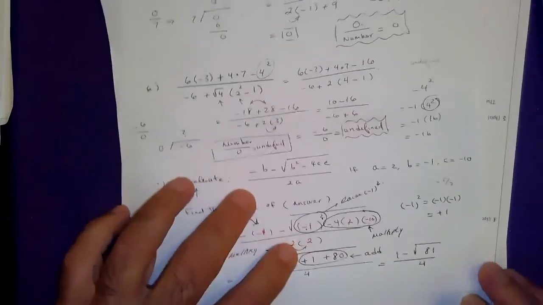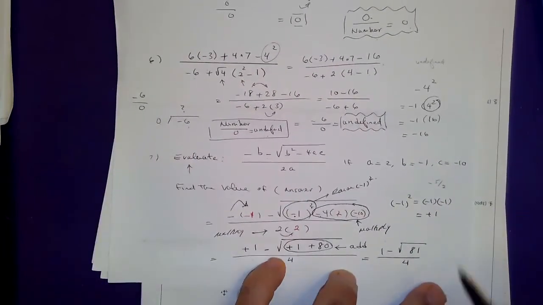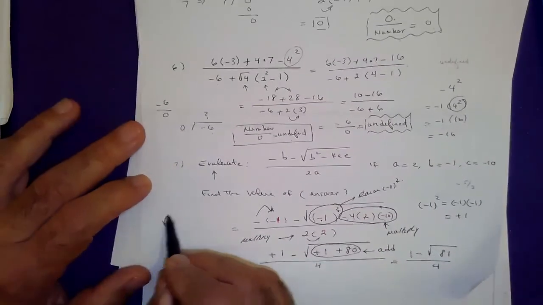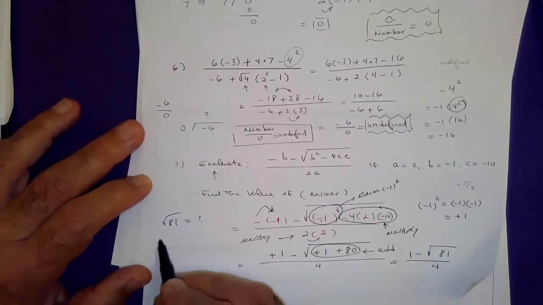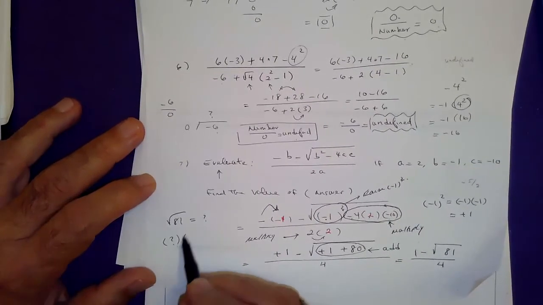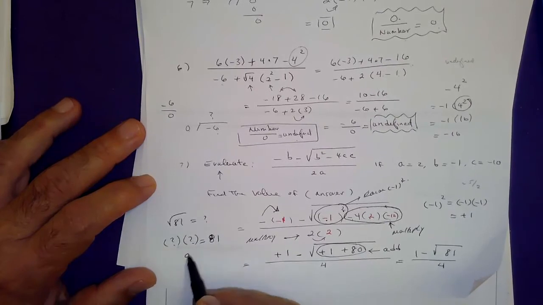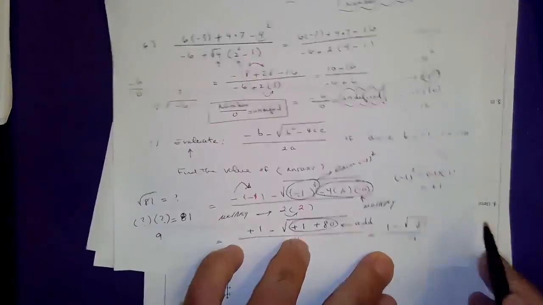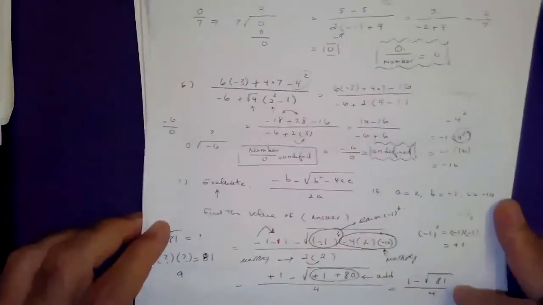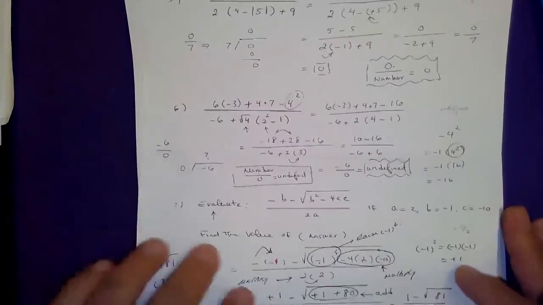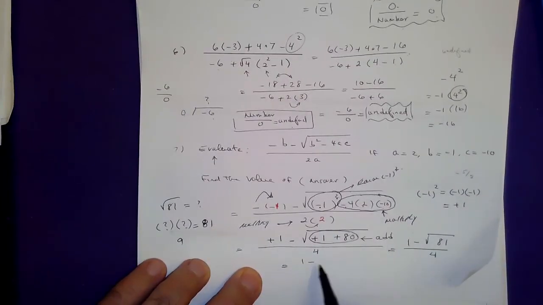But now I need to know what the square root of 81 is. What is the square root of 81? That's like asking for a number that, when you multiply it by itself, you get 81. And the answer is 9. So let's write this down. And so that would be 1 minus 9 over 4.